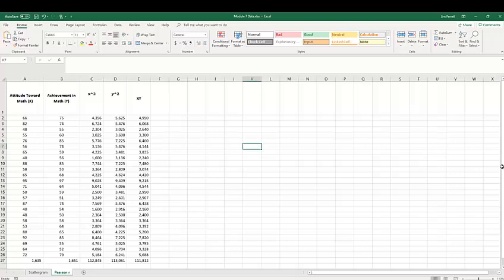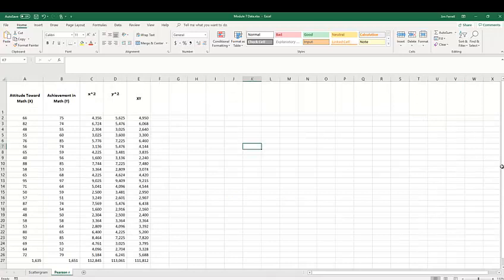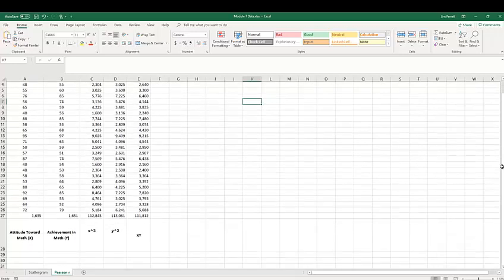But you can see I simply took our scattergram data and I've moved it over here so that our attitude and our achievement are still the same. What I've done is I have taken a column here now for x squared. So 66 times 66. I've taken a column for y squared. And I took a column for x times y. Okay? And we're going to sum those up so that we get down here at the bottom. These are our sums.